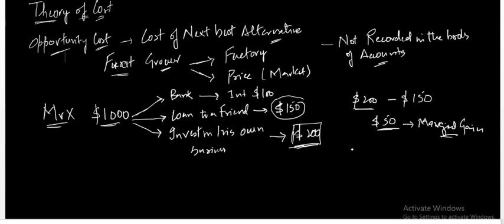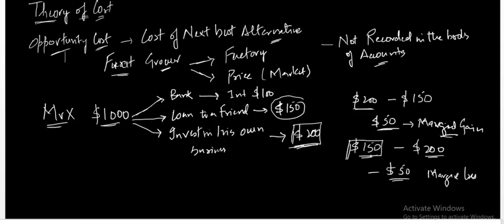Now suppose he did not invest in his own business but gave the money to the friend. He got the returns of 150, but he has lost the opportunity of investing in his business. In this case he has a negative marginal loss, which means because he is investing in an opportunity that is giving him less returns as compared to one that could have given him more returns, he is on the marginal loss.